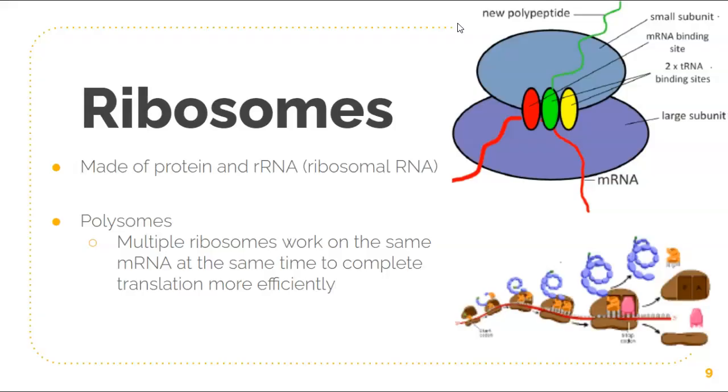The ribosome, our favorite structure, maybe. It's my favorite, though. So ribosomes is where the magic happens. It's made of protein and ribosomal RNA, or rRNA. When we're talking about the formation of polypeptides, the process of going through transcription and translation, it doesn't happen with just one ribosome. That would take literal ages. That would take forever. What happens is multiple ribosomes work on the same mRNA at the same time to be more efficient. So this is called polysomes, right? Many ribosomes in this case.